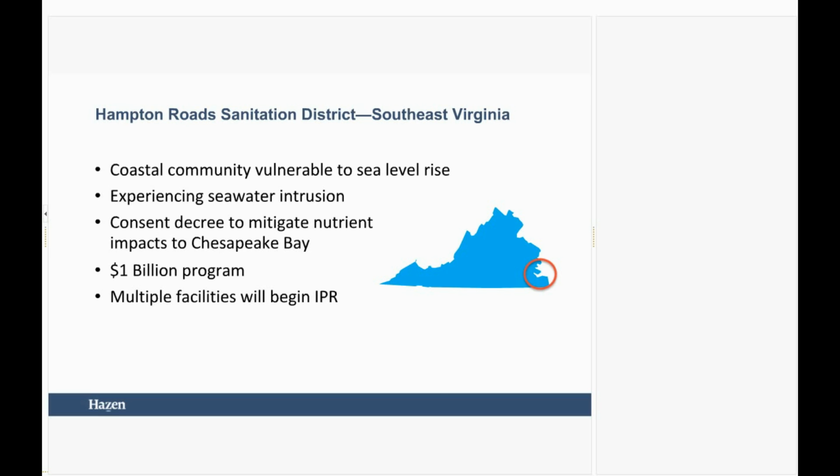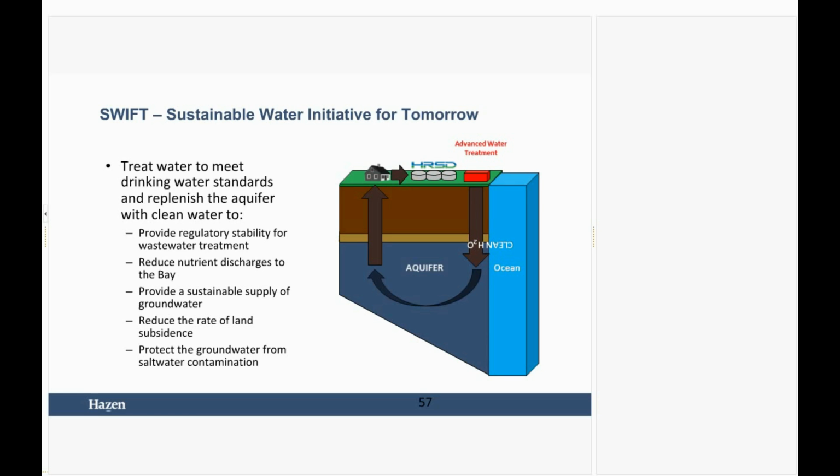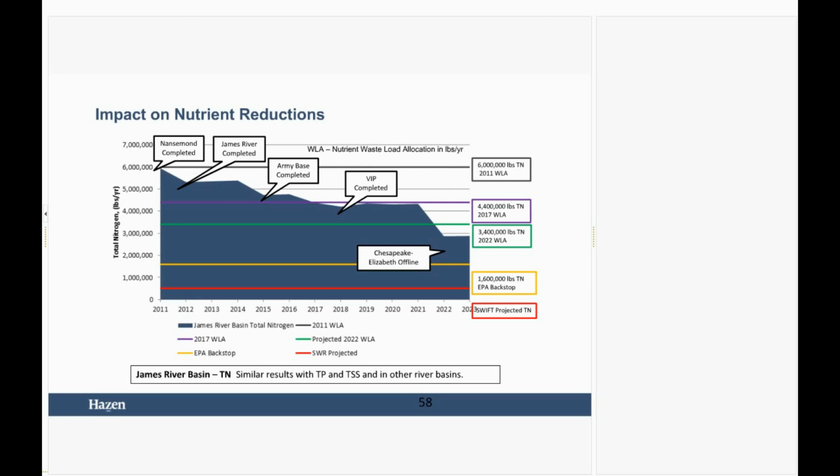And a project that's called SWIFT, the Sustainable Water Initiative for Tomorrow, is a project which takes effluent from their treatment system, goes through an advanced treatment system, and then provides clean water into the aquifer. And the utility here, Hampton Roads Sanitation District, is embarking on a 1 million gallon a day demonstration plant in order to demonstrate that technology.